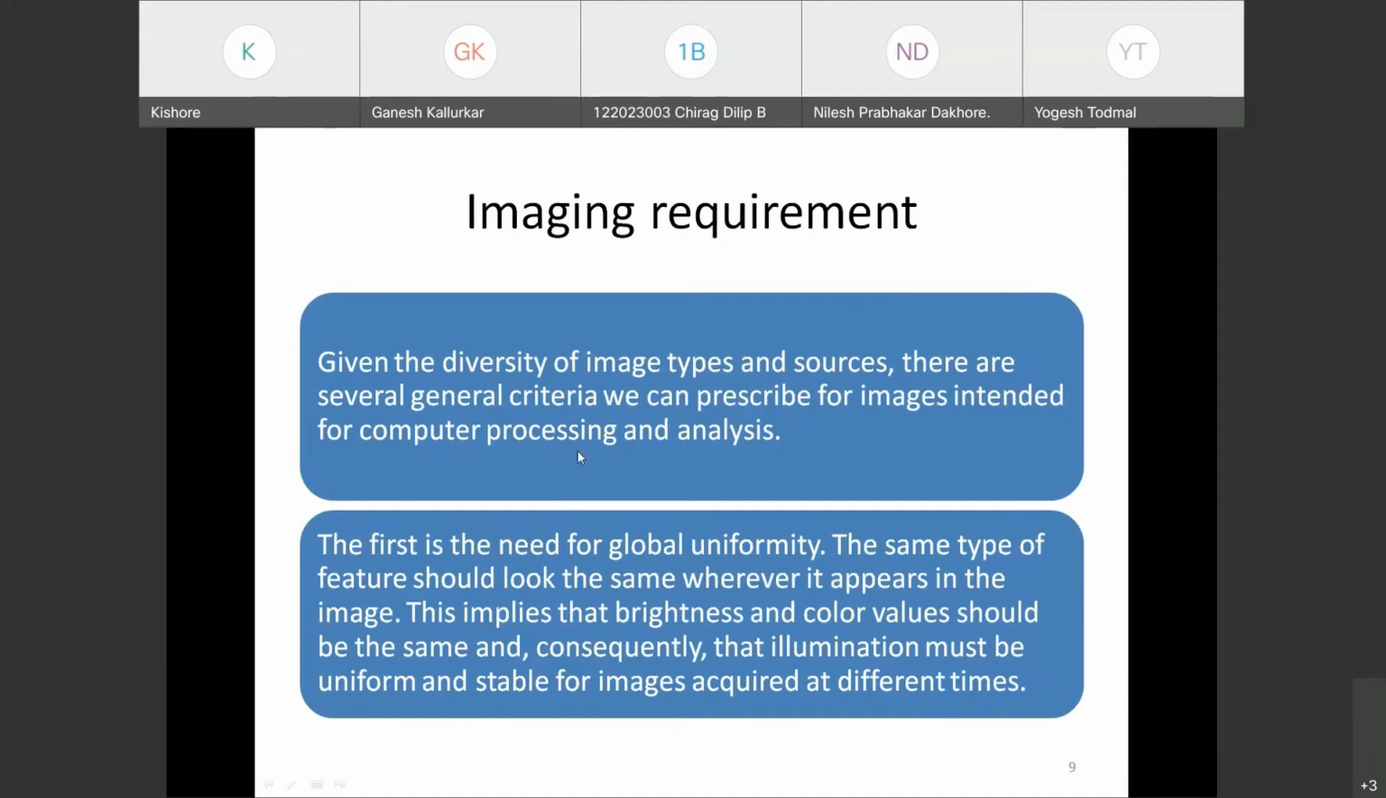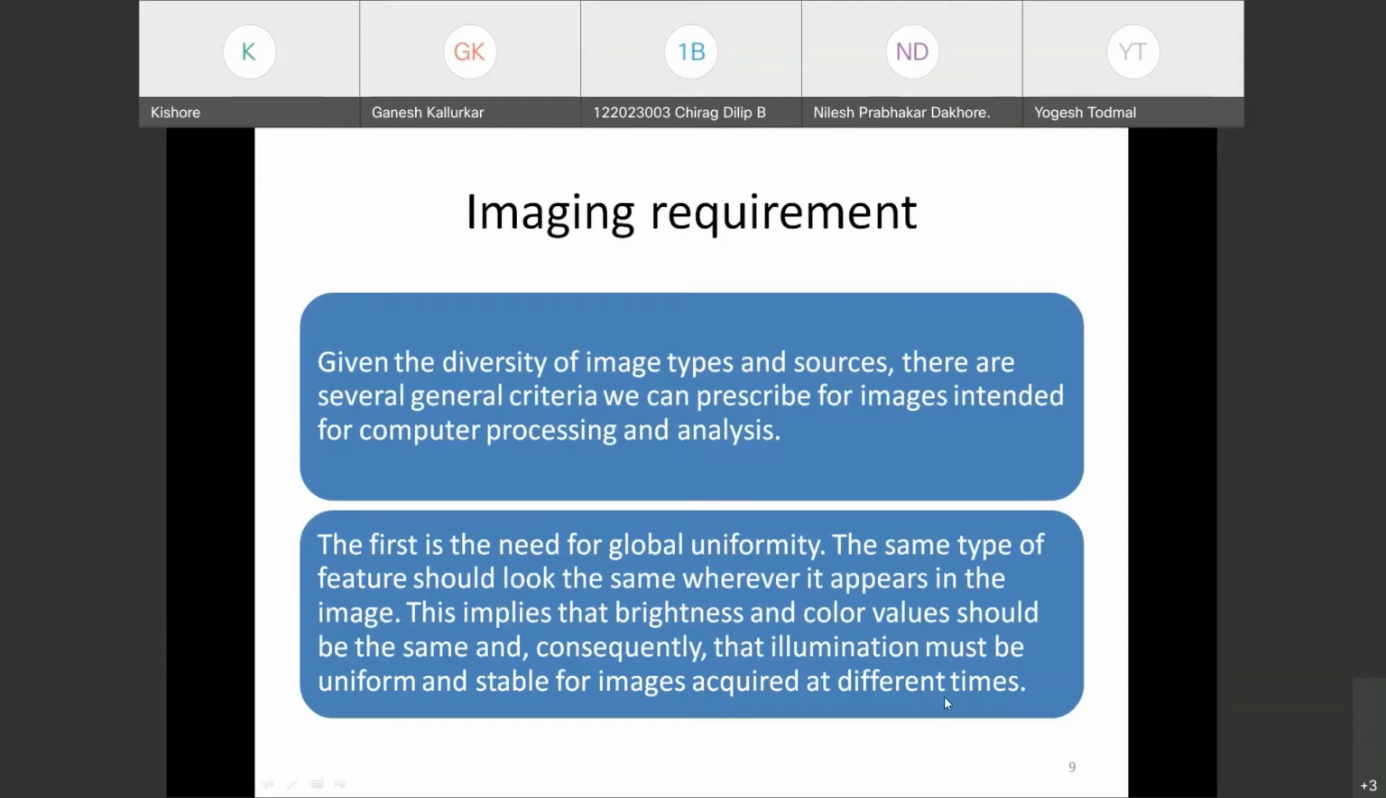So there is a requirement to standardize all these image types and sources so that anyone can interact with those images and at least be able to visualize them. The first is the need for global uniformity. There is a requirement for a standard, and that is why the formats are available. The same type of feature should look the same way wherever it appears in the image. This implies that brightness and color value should be the same, and consequently that illumination must be uniform and stable for images acquired at different times.